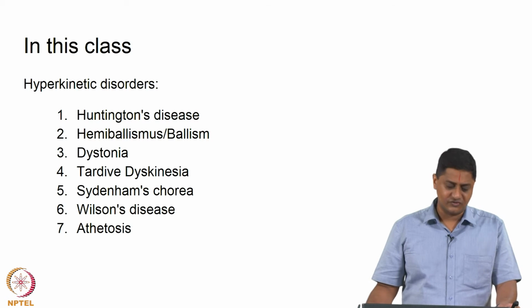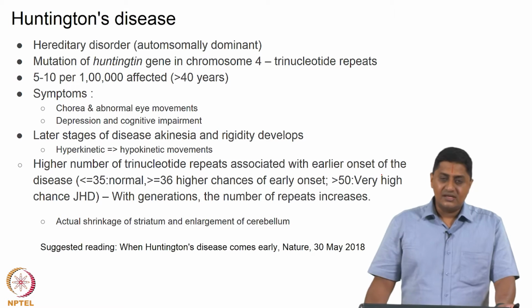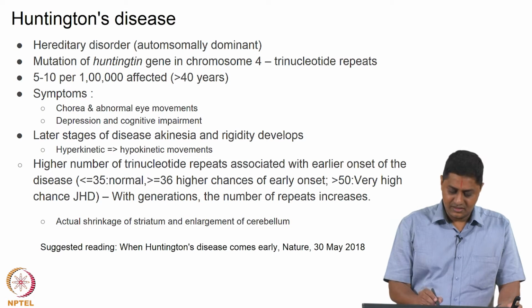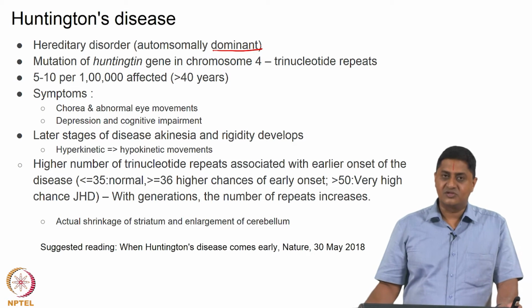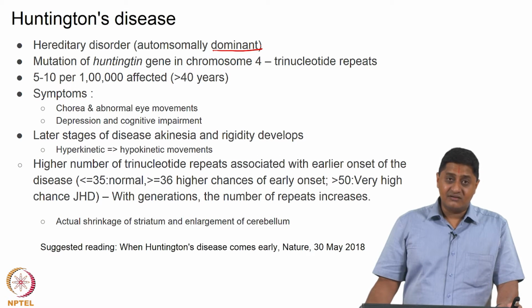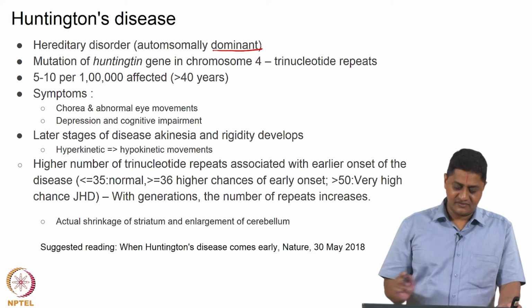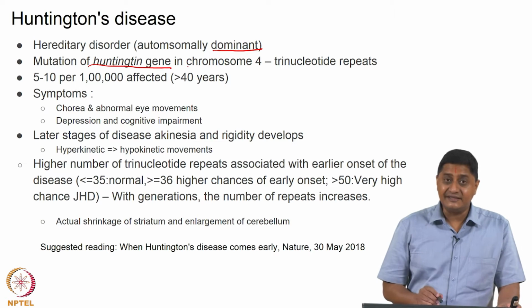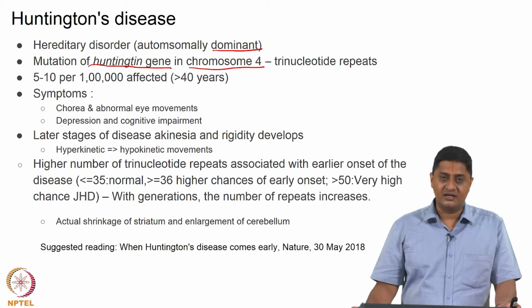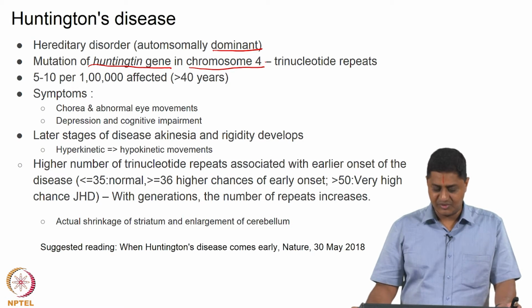Huntington's disease, right, is a genetic disorder, is a hereditary disorder and is autosomally dominant. That means what? If one of the parents has the disease, the child has a 50% chance of getting this disease, right. Fortunately, the gene responsible for causing this disease has been identified. This is the mutation of the Huntington gene in chromosome 4 that causes a higher number of trinucleotide repeats, right.